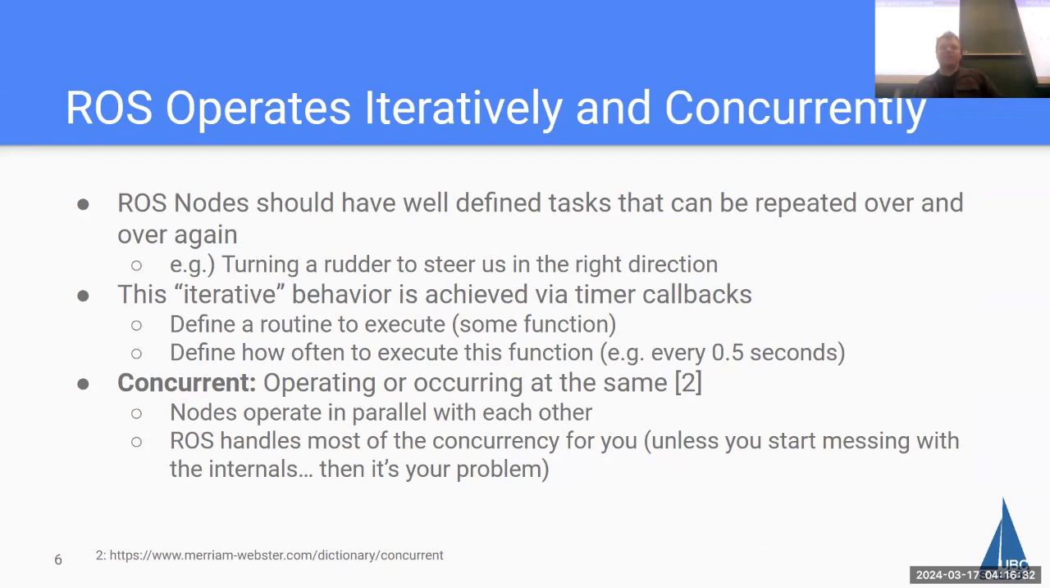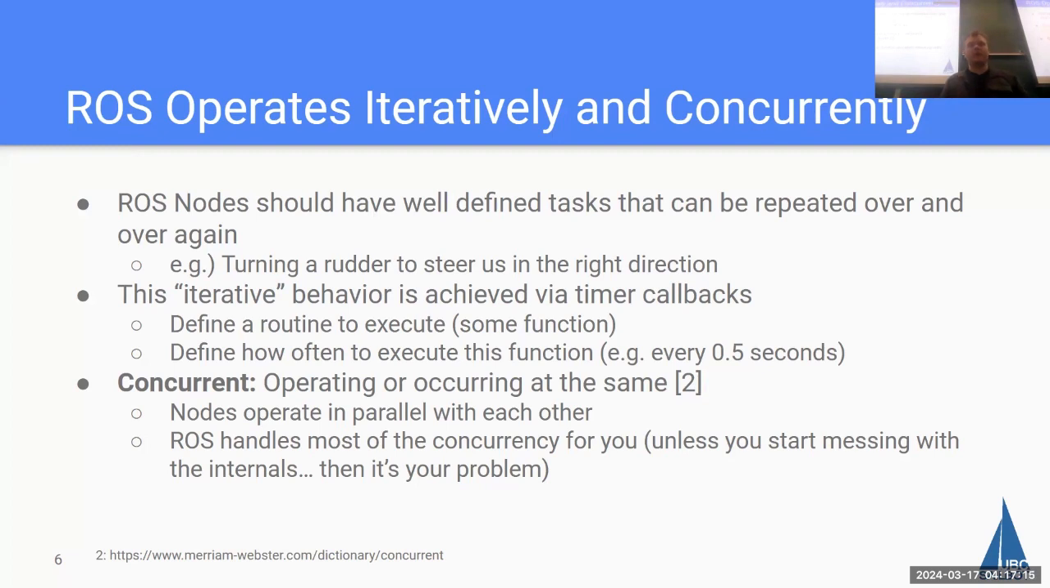And ROS operates concurrently and iteratively. So what does that mean? Well, the iterative part goes back to what I said about ROS nodes, how they operate. They operate in an iterative fashion. So they have some sort of predefined task that they know ahead of time that they're going to do, and you as a programmer define how often this routine executes. So for example, I think in Sailbot Workspace, it's configured for 0.5 seconds. So all the ROS nodes will execute the routine every 0.5 seconds. And that's where the iterative part comes in.